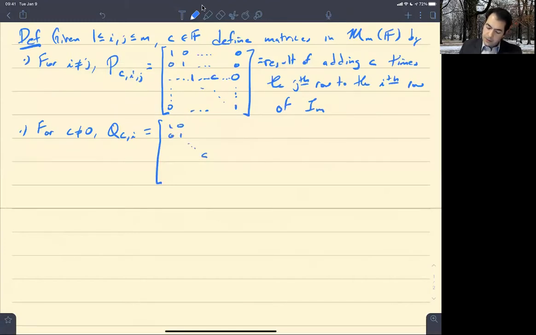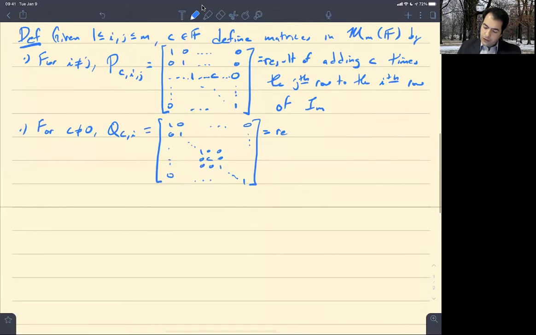This one looks just like the identity, except somewhere you multiply the ith row by C. So it looks just like the identity. On the diagonal, you have ones everywhere, except for a C, which occurs on the ith spot. And this is the result of multiplying the ith row of the identity by C.